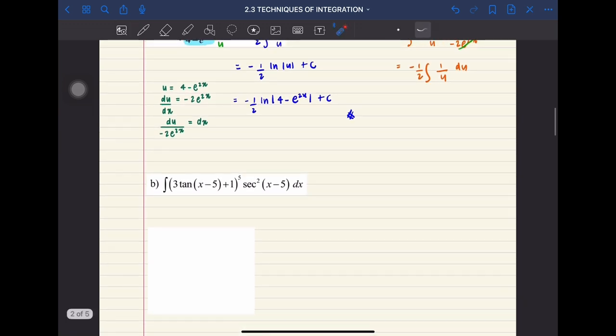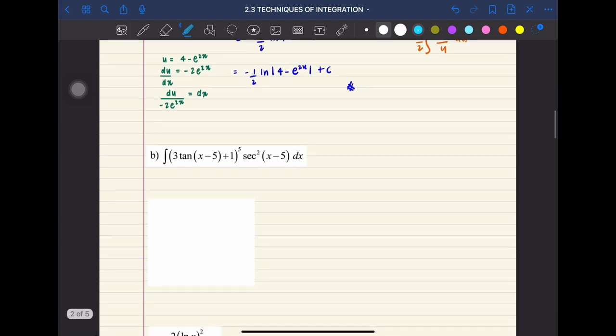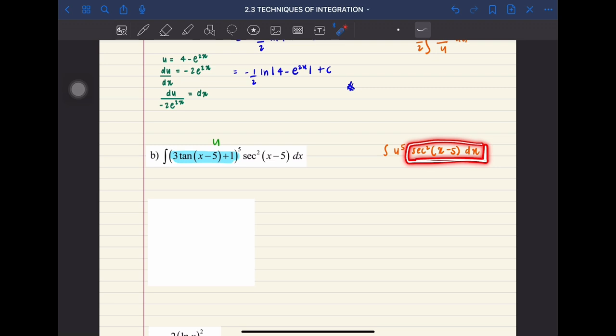So we have the integral of this to the power of 5 and then secant square. Which one is your u, guys? The answer is the function inside the bracket, without the power. This is your u. So again, I put it like this: we have u to the power of 5 and then we have secant square x minus 5 dx. We still have this to change in terms of u.